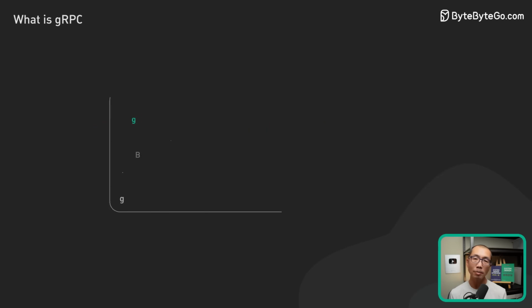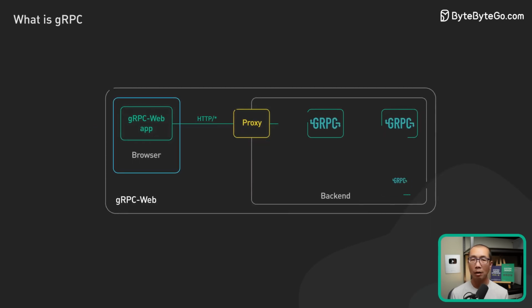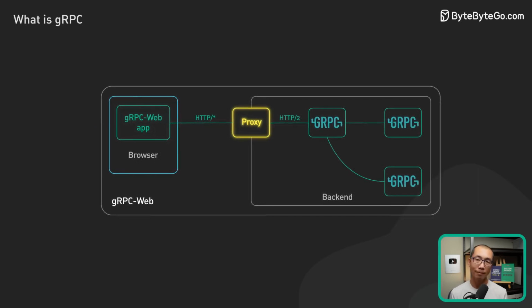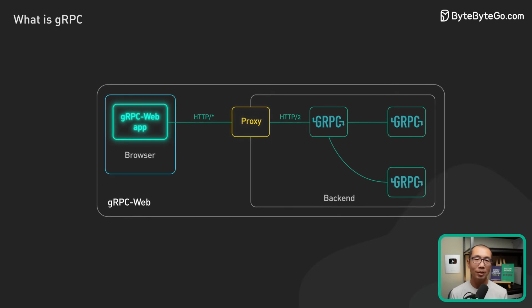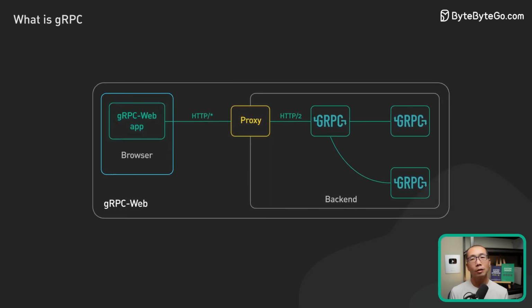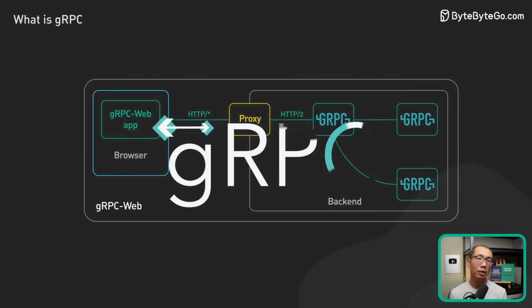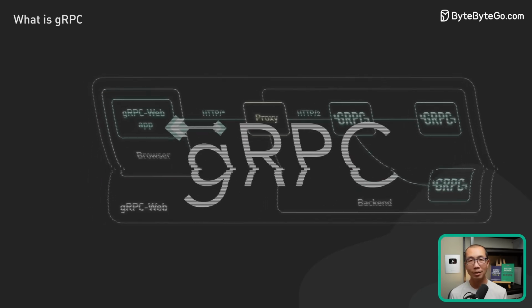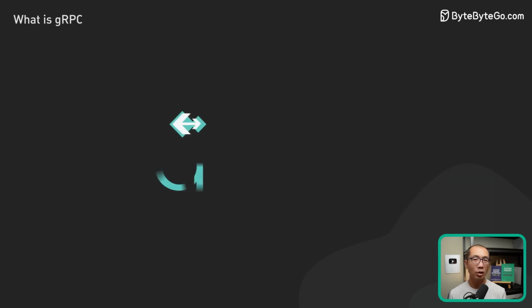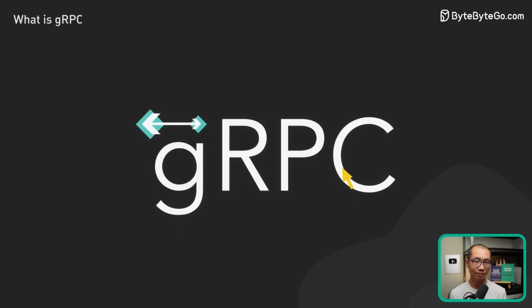It is possible to make gRPC calls from the browser with the help of a proxy. This technology is called gRPC Web. However, the feature set is not fully compatible with gRPC, and its usage remains low compared to gRPC itself. So where does gRPC shine, and when should we use it?